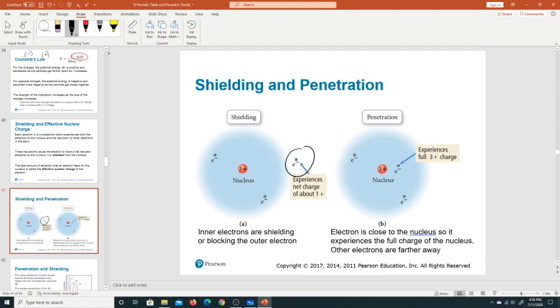Penetration basically deals with how close the electron is to the nucleus. This one right here is the closest to the inside. Therefore, it feels the strength of the nucleus much more strongly. It's these types of interactions which can affect how the orbital splitting and the orbital fill patterns come about.